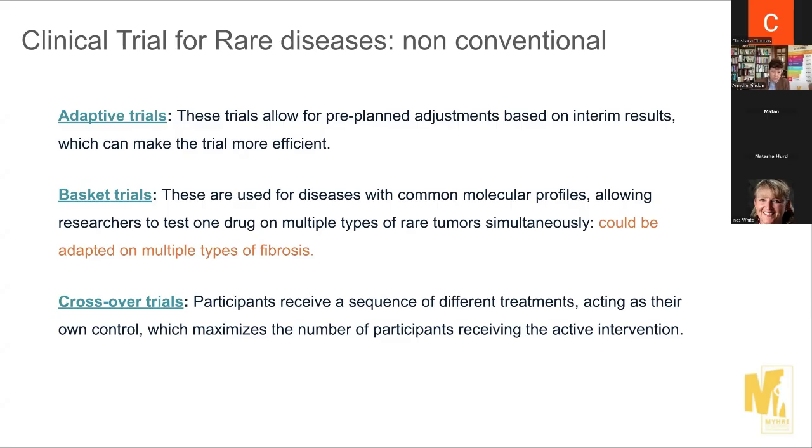There is another type of trial which is called the crossover trial, where the participants receive a sequence of different treatments, and they act as their own control. So the patient is their own control. You usually start with no treatment, then you take a treatment, then you stop. You wait 6 months, you see the difference, and then you can start with another treatment.